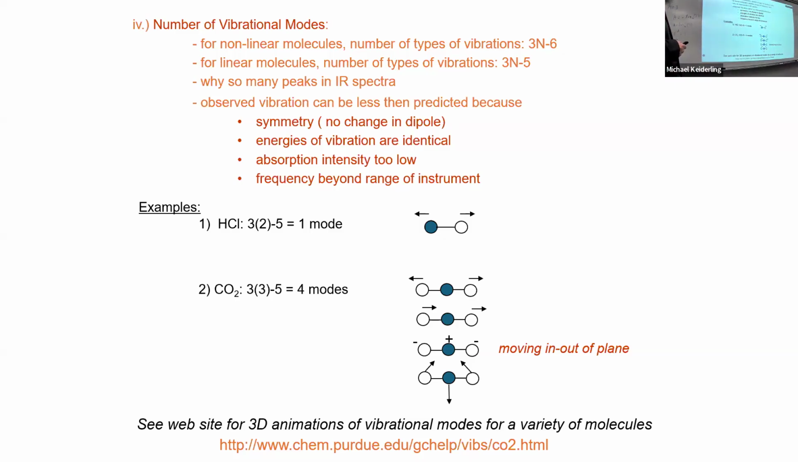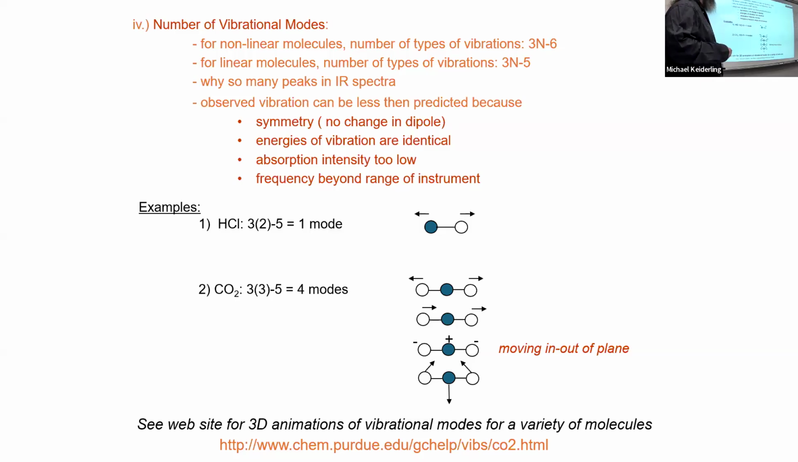Observed vibrations can be fewer than predicted because of symmetry, where there's no change in dipole. Or you could have the energy levels of the vibrations being identical. That's degeneracy. Or the absorption intensity can be too low, or the frequency is beyond the range of the instrument. So for example, HCl has 1 mode, it can stretch.